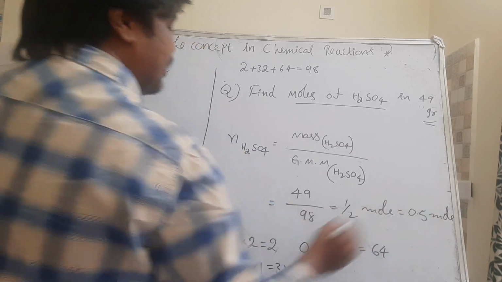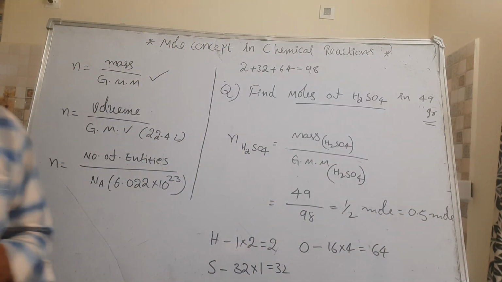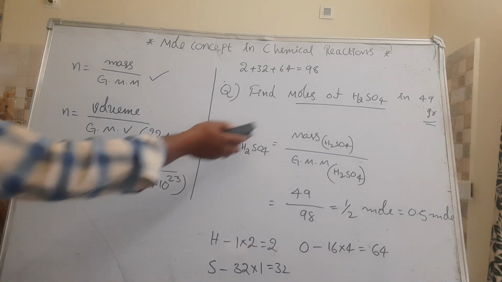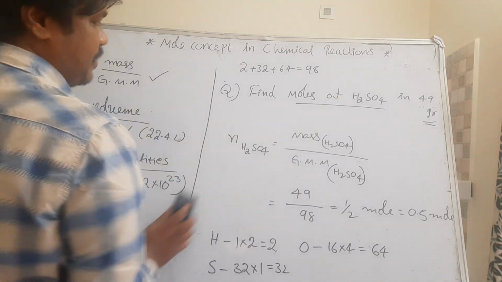That's it. Are you understanding? Of course, it is very easy. Just mass by gram molecular mass of the given substance.